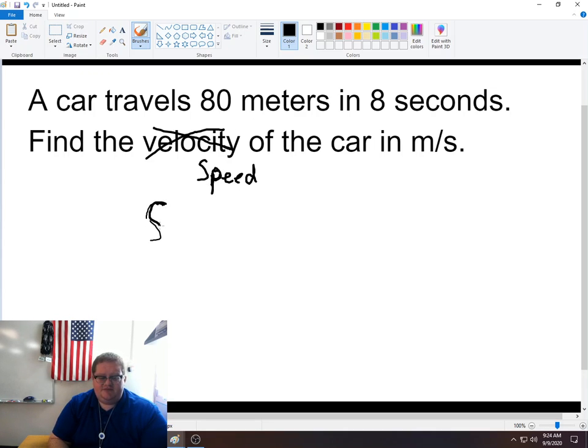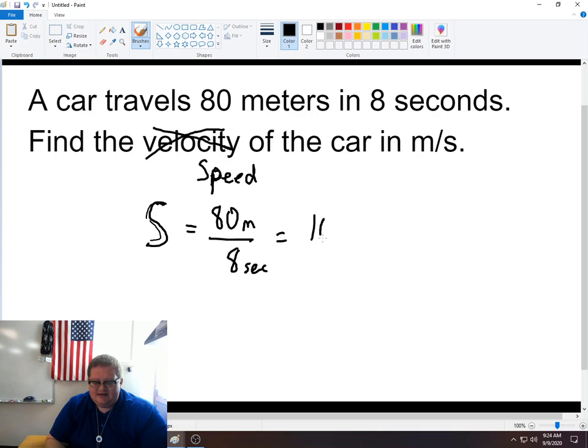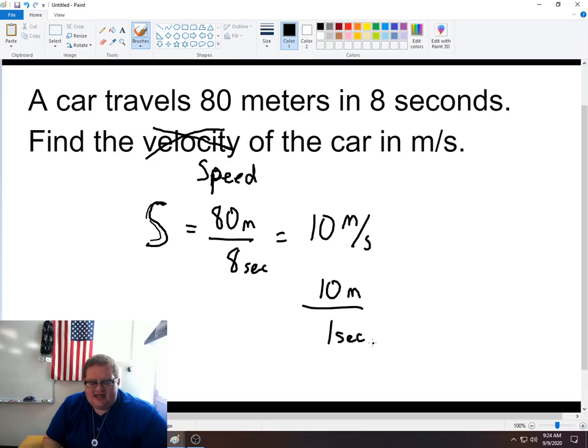So speed is going to be distance, which is 80 meters, divided by 8 seconds. 80 divided by 8 is 10, and that's meters per second. You could also write this as 10 meters per 1 second if you want to. You don't need to, but I just want to emphasize it's meters over second. So this car is traveling 10 meters every second.